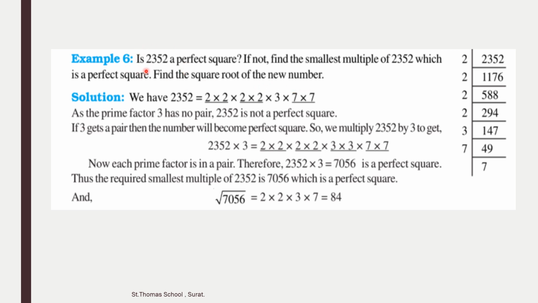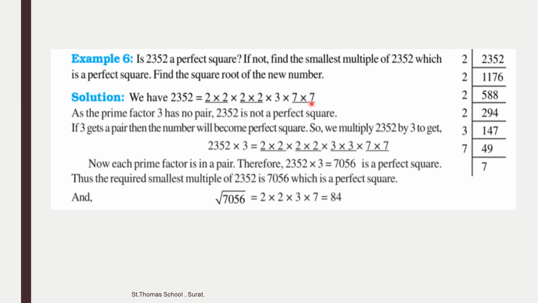So first you have to check whether this number is a perfect square. For that, first you have to find the prime factors. So 2352 divided by 2, we'll get 1176. Again divide by 2, 588. Divide by 2, 294. Again divide by 2, 147. Divide by 3, because it is not in the table of 2. Now 49, 7 sevens are 49. So we have 2352 is 2 multiplied by 2, 2 multiplied by 2, 3 multiplied by 7 multiplied by 7.